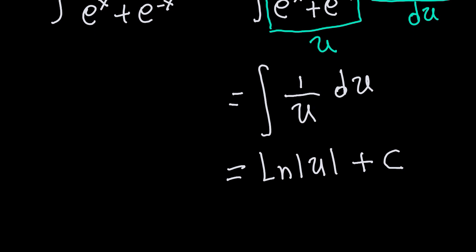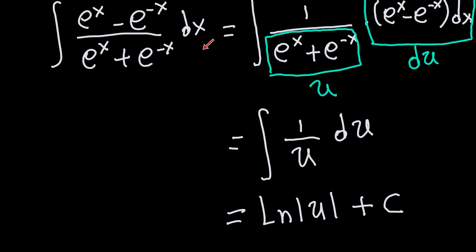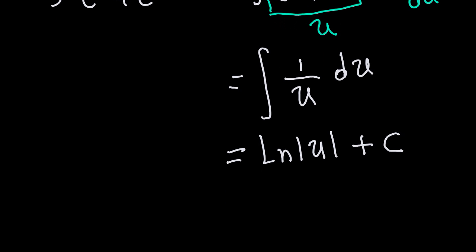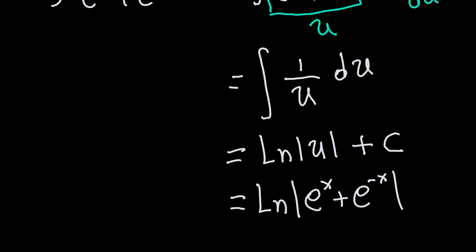Now, of course, you cannot leave the answer like this, because the question itself was in terms of the variable x. So I have to go back and replace what u was. Now u is this expression, e to the x plus e to the negative x. So my answer will be ln of e to the x plus e to the negative x, and then plus c.